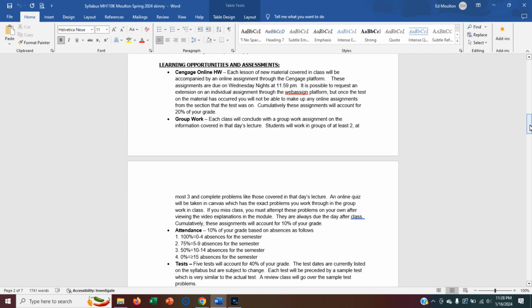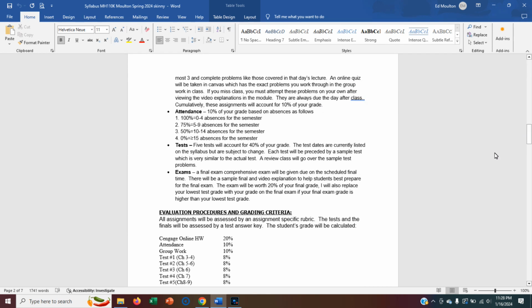Another 10% of your grade is based on attendance. Based on this formula, you get the full 10 out of 10, or 100%, if you have 0 to 4 absences. If you have 5 to 9 absences, you get 7.5 out of 10. If you're absent 10 to 14 times, you get 5 out of 10.